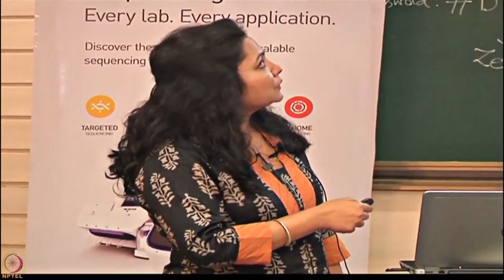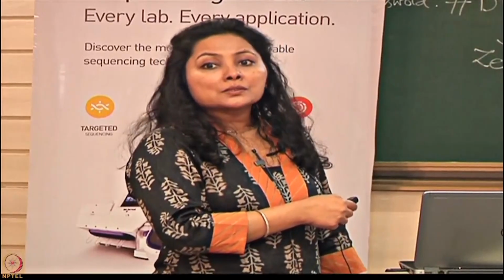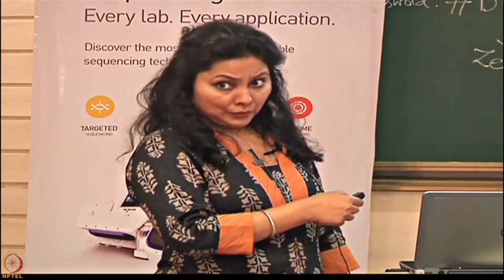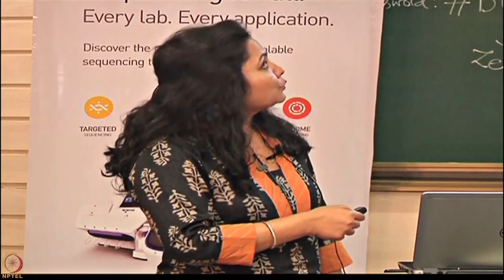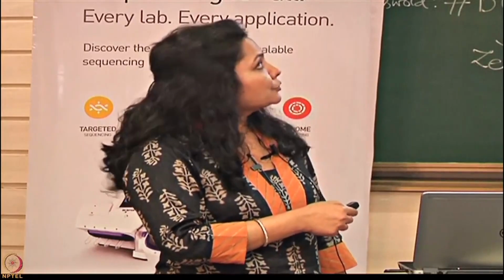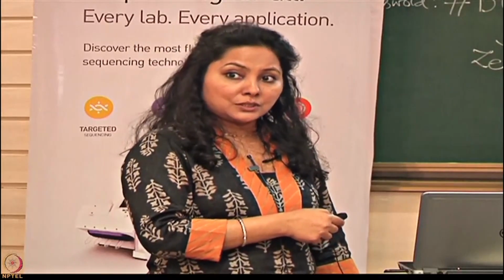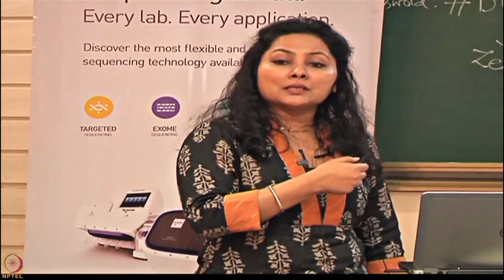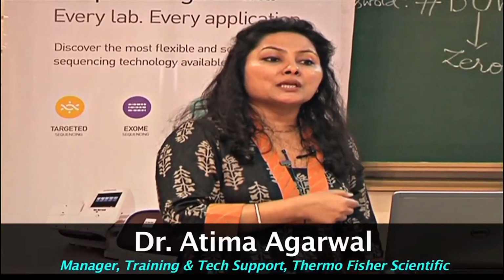So in this same event, supposing the first base here is an A, yeah, you flow dTTP. It is a complementary nucleotide, so it will bind and release hydrogen ions, and these hydrogen ions get converted into a voltage signal which is finally captured. So the release of so many hydrogen ions in one well brings a change in pH for that particular well, yeah.